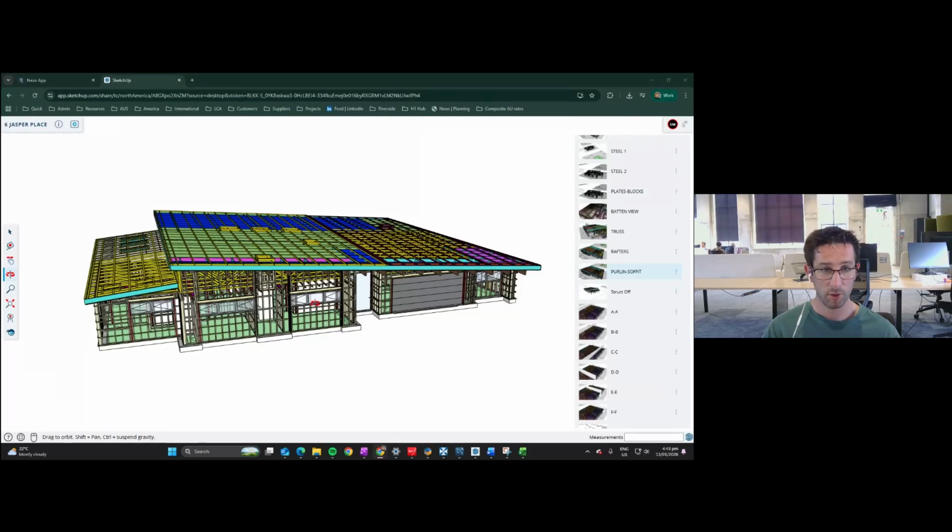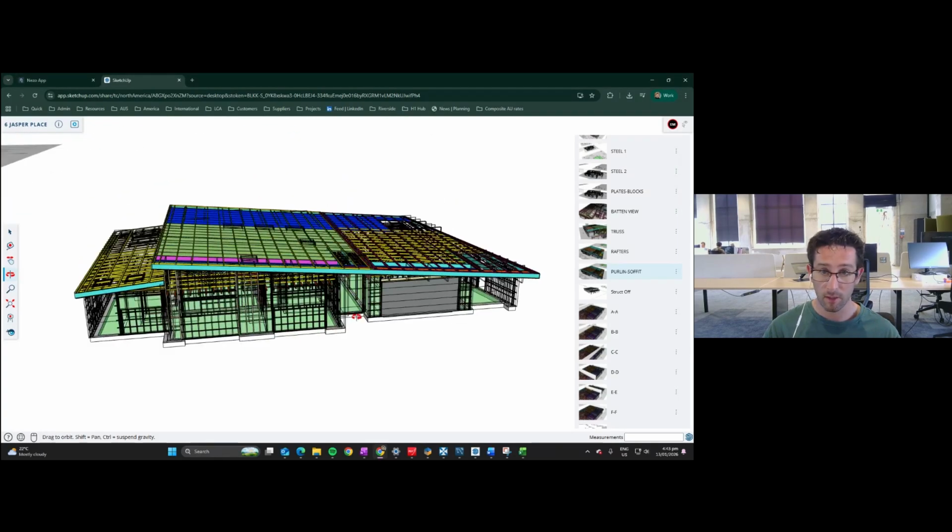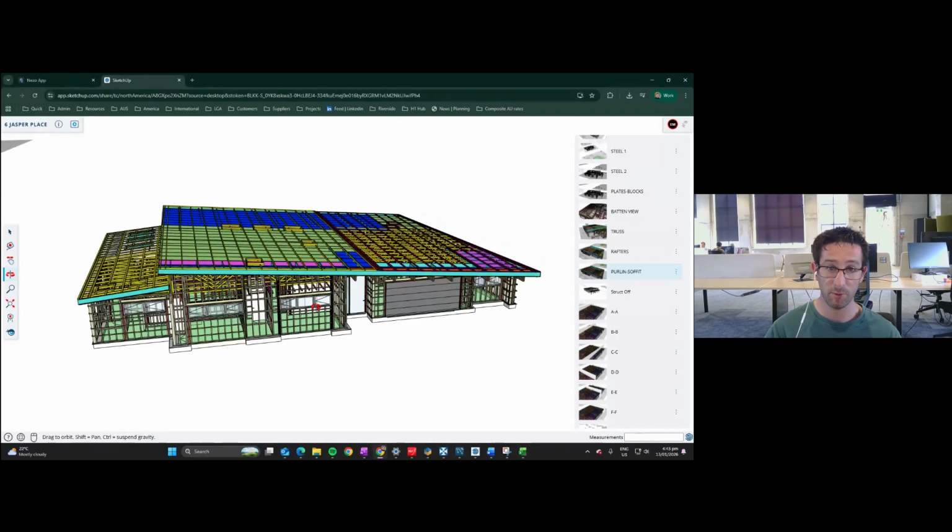Okay, so quick introduction into the web approach for producing schedules of quantities. What we have here on screen is not a 3D model that's been supplied to us by the architect or the engineer, although those are always beneficial to have. But this is actually a QS generated 3D model, a VDC model, virtual design construction.